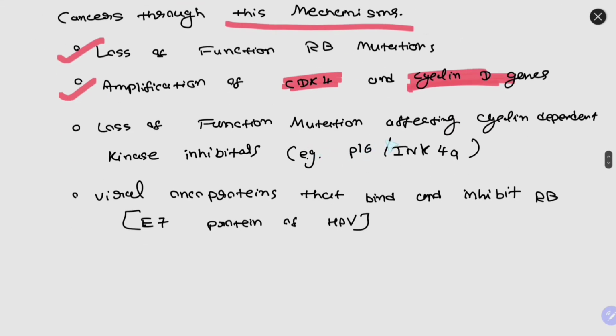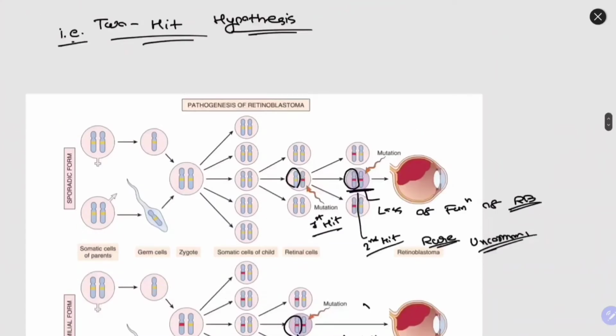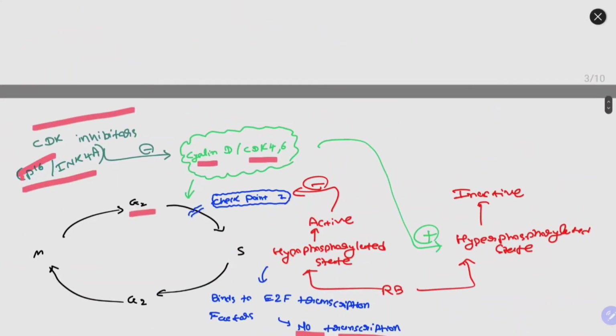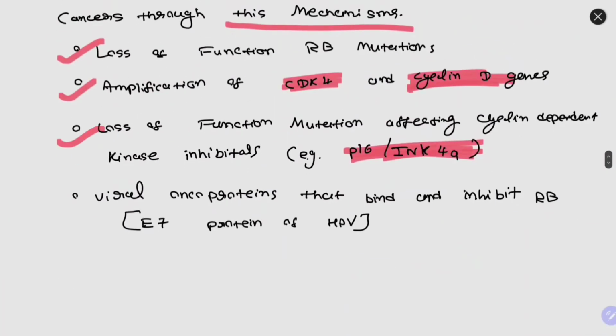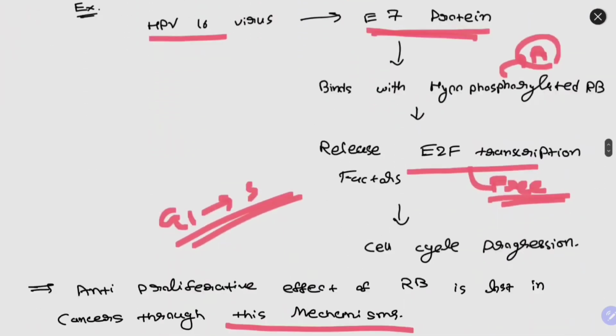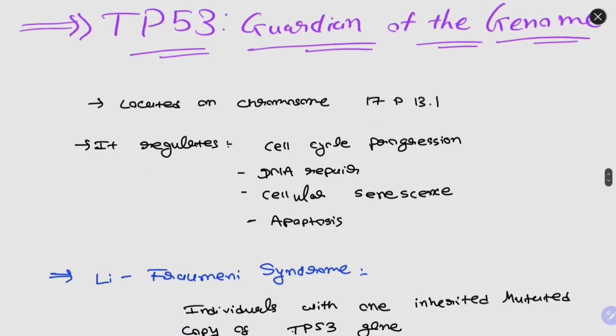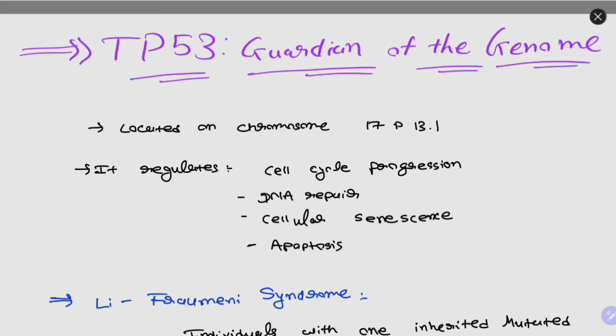Then there will be loss of function mutation affecting the cyclin dependent kinase inhibitors P16 and INK4A, as we have seen here. These are CDK inhibitors. They inhibit cyclin D and CDK4 and 6. Yes guys, so this is done. And the fourth is viral oncoproteins that bind and inhibit RB, the E7 proteins of HPV, as we have talked about here.